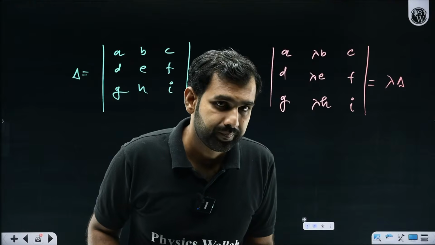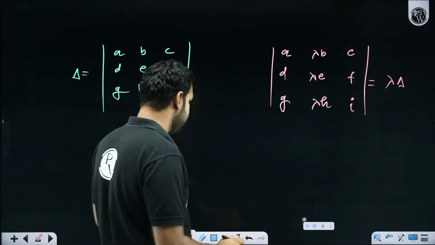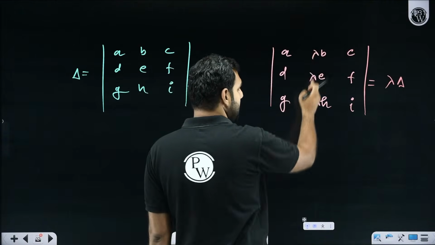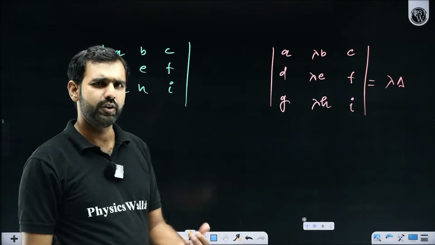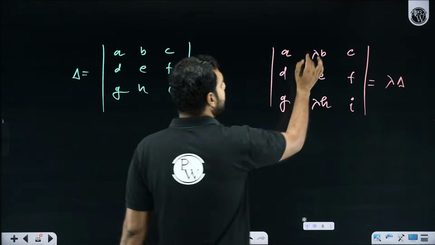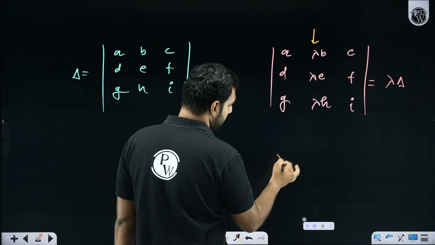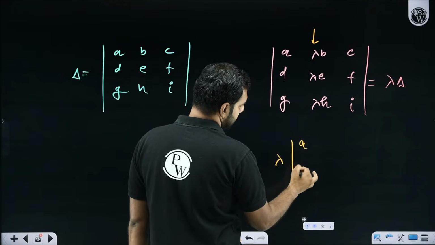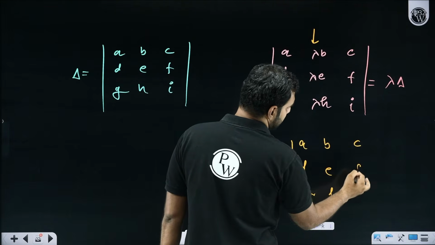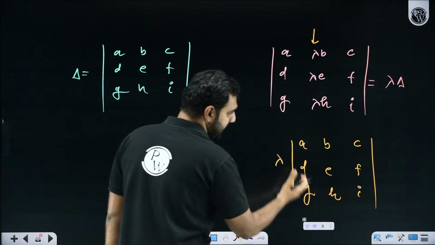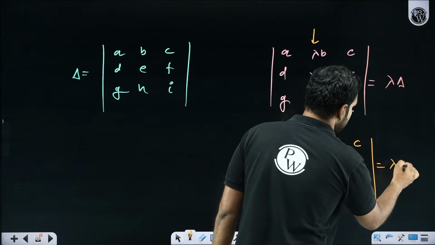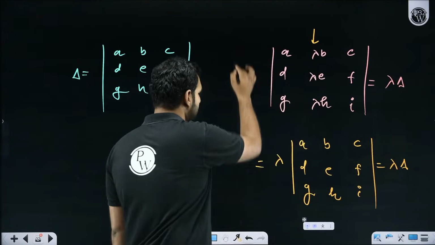Did you get this part? All I'm trying to make you understand is that if I look at it from a different perspective, I can take this lambda common from the second column, because in determinants you can take a certain value common from any row or any column. So if I take this lambda common, lambda comes out, and you are left with A, D, G, B, E, H, C, F, I. Shall I tell you what it is? A, B, C, D, E, F, G, H, I, that's your delta only. So that's lambda delta. That's exactly what I have been trying to say here.